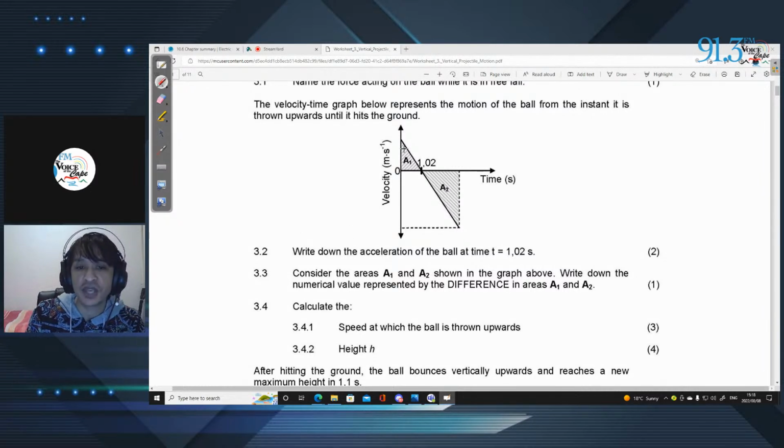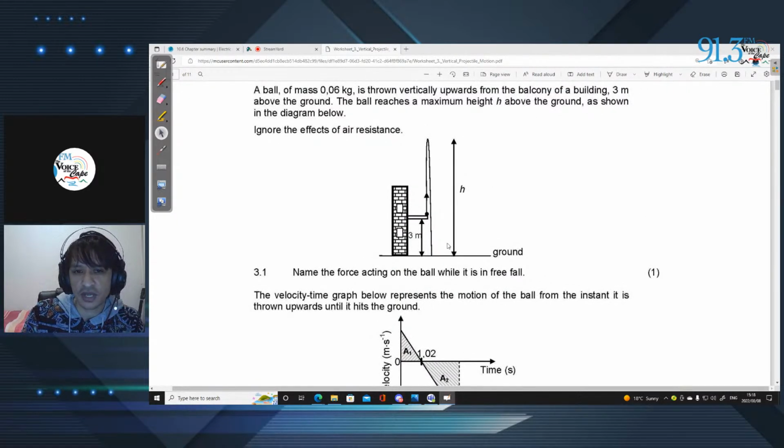So yes, you can use gradient to calculate acceleration, but in this specific problem, it's vertical projectile motion. The ball is being thrown up and it's falling down. It's falling down with a constant acceleration due to gravity of 9.82 meters per second downwards. Always indicate your direction. It's very important. Otherwise, you can write it as negative 9.82 meters per second squared.